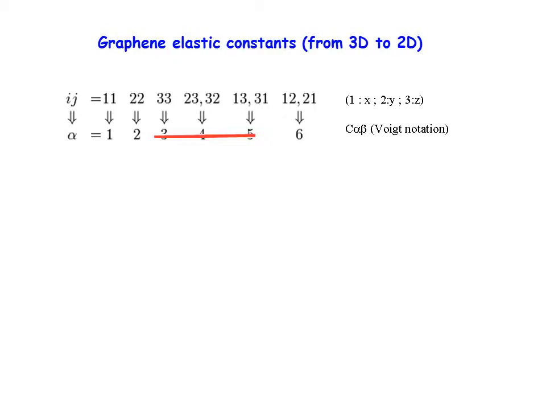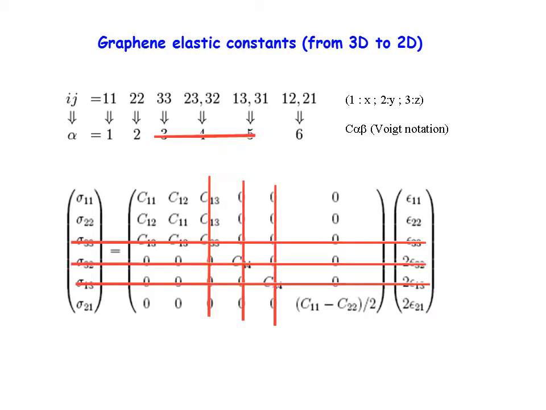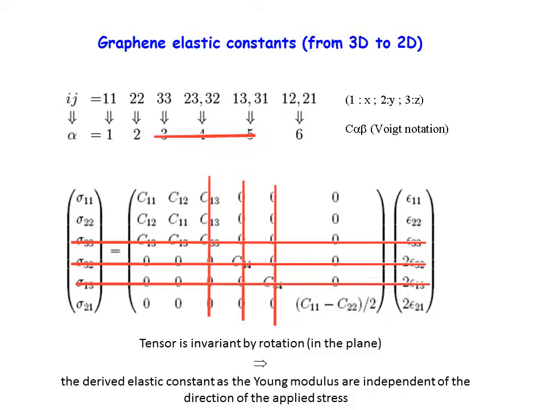We are then left with only those components of the elasticity tensor having alpha indexes 1, 2, or 6. This leads to the following simplification of our tensorial elasticity expression. In a hexagonal system, in addition, it is possible to show that the obtained tensor is invariant by in-plane rotations, and this is done using symmetry arguments. This means that the in-plane elastic response of graphene should be isotropic.